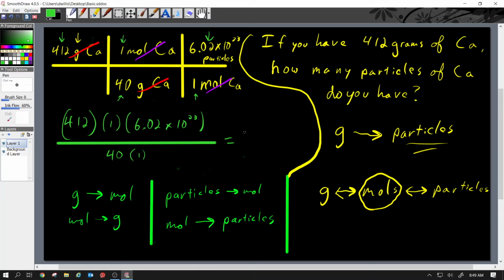And at 3 decimal places, I'm getting, whoops, I wrote that wrong. That's going to be 6.20 times 10 to the 24th particles.